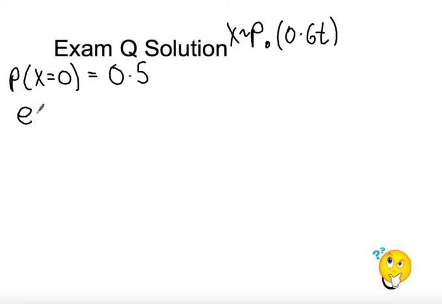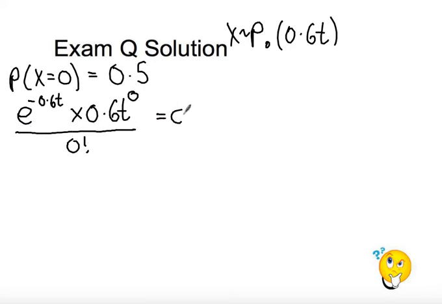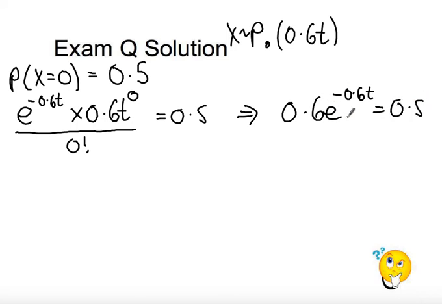And we're going to have to work with this 0.6t because I'm trying to find t. So what we get is e to the power of minus 0.6t times the 0.6t to the power of x, which is 0, over 0 factorial, and this is equal to 0.5. Now, t to the power of 0 is 1, 0 factorial is 1, so what we get left with is actually e to the minus 0.6t equals 0.5. And now I have an equation in e to solve.